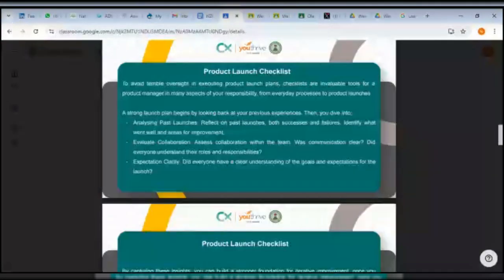A strong launch plan begins by looking back at your previous experiences. Then you dive into an analysis of the past launches, reflect on past launches, both successful and failed ones. Then identify what went well and areas for improvement. And then you evaluate your collaboration, assess collaboration within the team. Was communication clear? Did everyone understand their roles and their responsibilities? And expectation clarity. Did everyone have a clear understanding of the goals and the expectations for the launch?